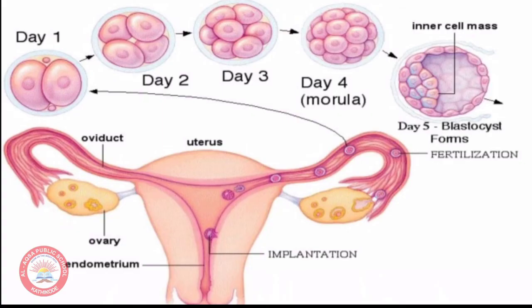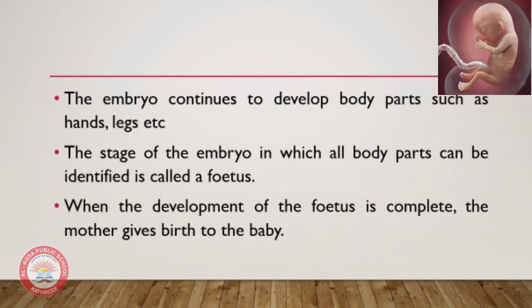This picture shows the division of the zygote into a ball of cells and how the embryo is being attached to the uterus wall. After attachment to the uterus wall, the embryo continues to develop body parts such as hands, legs, head, eyes, ears, etc. This stage of the embryo in which all the body parts can be identified is called a fetus. When the development of the fetus is complete, the mother gives birth to the baby.